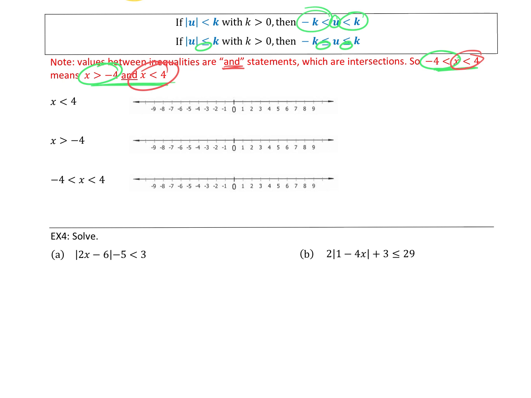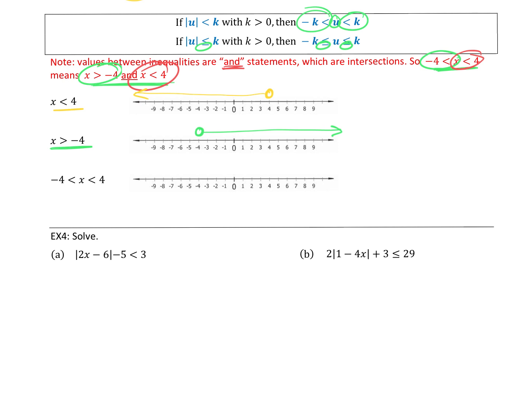So if we were graphing x is less than 4, here's 4, and again, we're not going to fill it in because it's just less than, and it's all of these values here. Now, if we were to graph x is greater than negative 4, this is negative 4, our boundary, and we know x is greater than. Again, we don't fill it in because it's not an equal to.